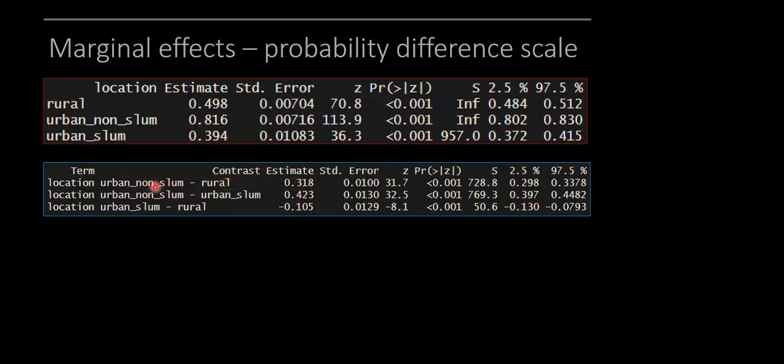So you can see here, if we go urban non-slum, 82% of urban non-slum facilities are ready, and 49 or 50% of rural facilities are ready. So we're taking the urban non-slum and subtracting the rural one, and we're ending up with 0.3. So it's saying that urban non-slum, at about 80%, is about 32 percentage points more ready than the rural facility. And so then hopefully that is a bit more intuitive.